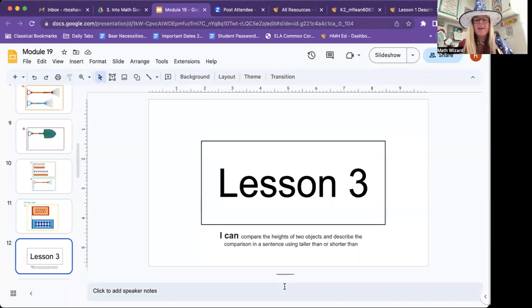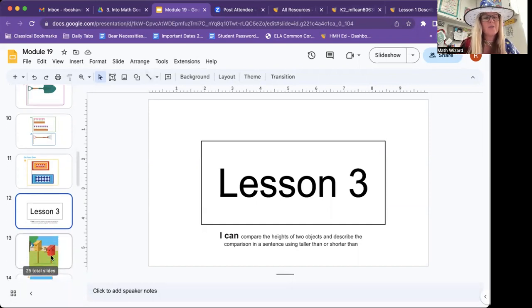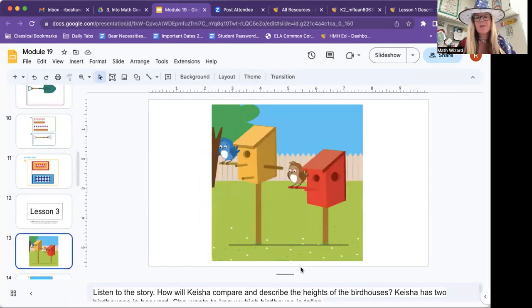I can compare the heights of two different objects and describe the comparison in a sentence using taller than and shorter than. All right, let's go ahead and do birdhouses. You know, there's a nest right outside my door that has a mama bird, and she's laying on her eggs right now. So fun. I wonder if these guys have baby eggs in those bird houses. Maybe so. Let's listen to the story.